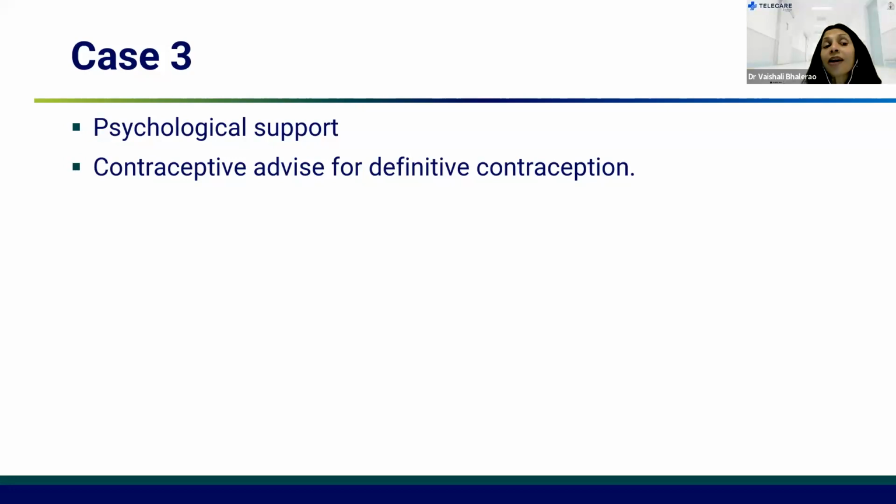Very well. And contraceptive advice for definitive contraception. The withdrawal method is not good enough. She needs definitive contraception advice. So that concludes my case 3. If everyone could put some related questions in Q&A, that'd be great.